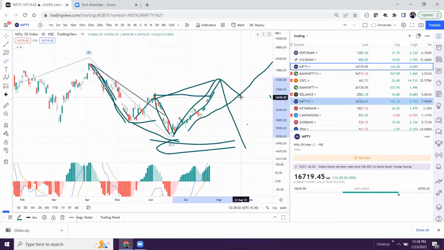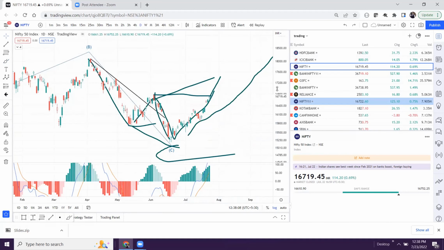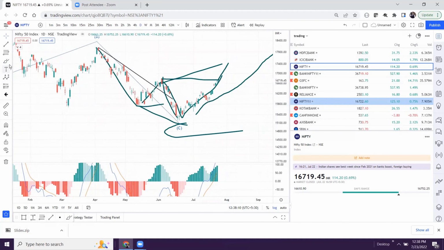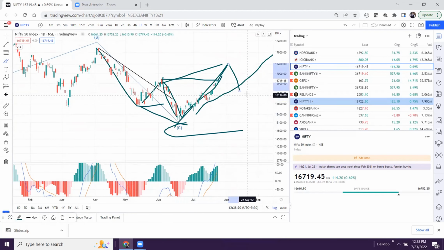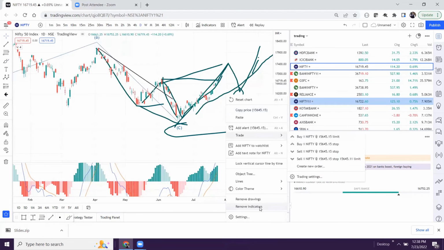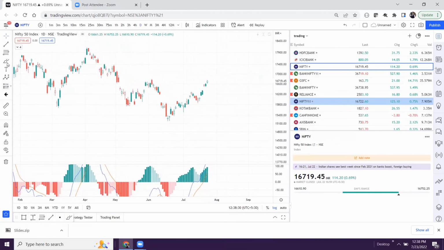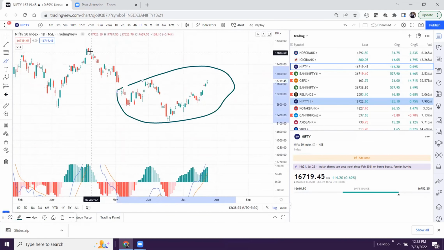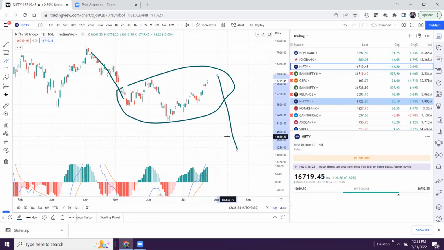This will go like this, let me erase this. Suppose this is the first impulse, then it means that the corrective structure will be very small, and then it will go like this. So we have to identify now, in both cases we are anticipating a correction here, right? Even if we are expecting a reversal, if this is a corrective structure and this is the impulse, we are expecting a big move down.